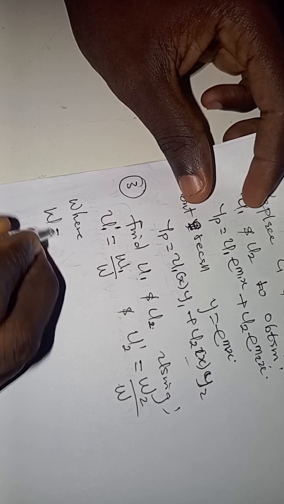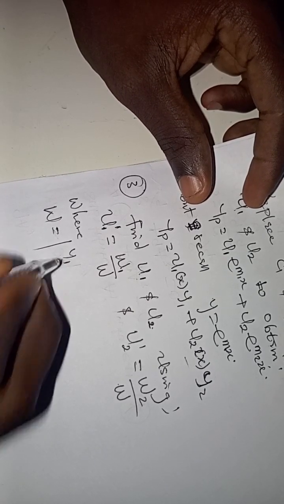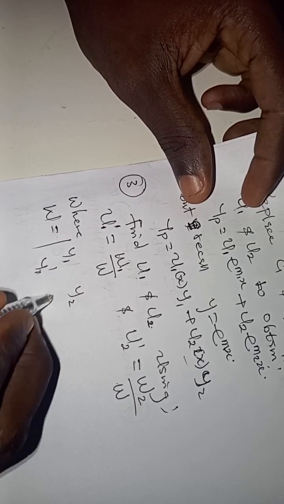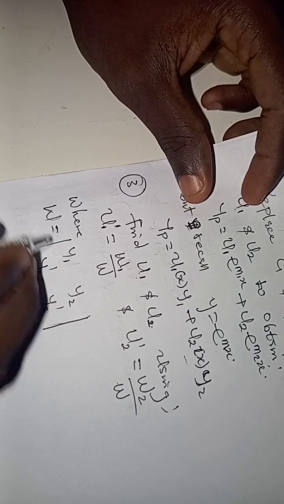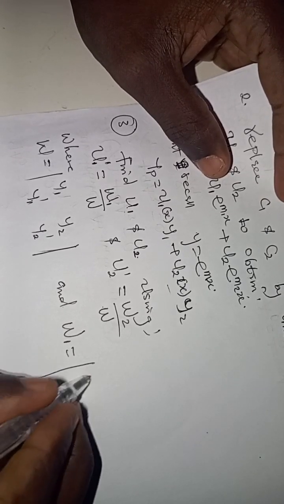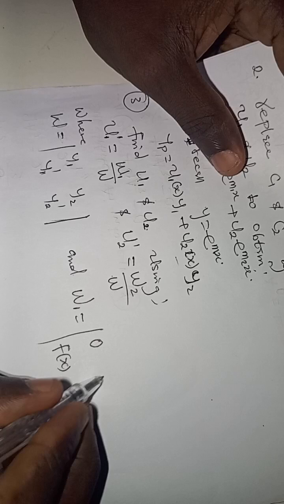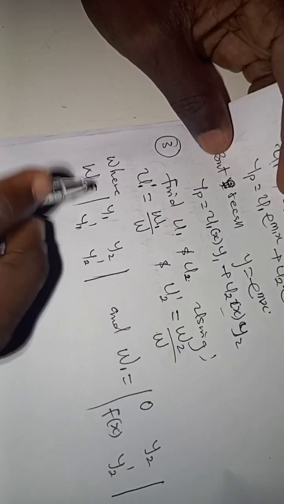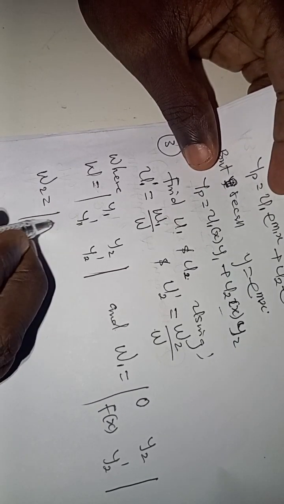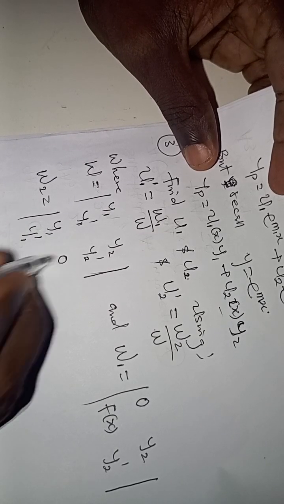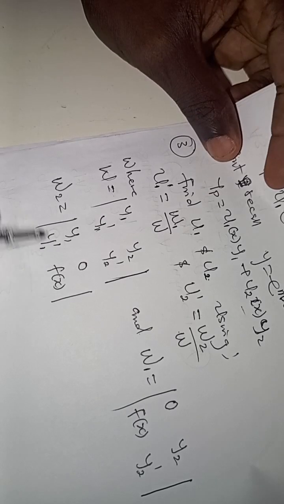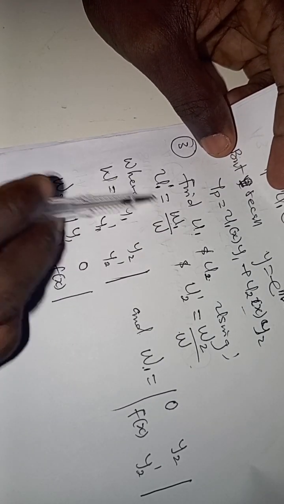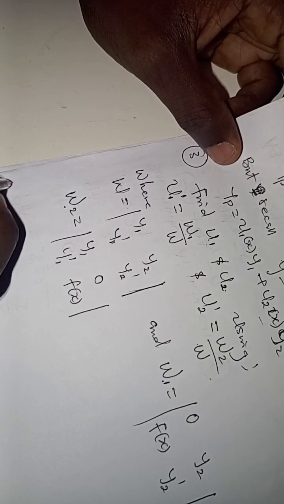So I can say where W, which is the Wronskian, will be the determinant of y1, y2, y1 prime, y2 prime. W1 will be given by the determinant of 0, f of x, y2, y2 prime. And then W2 will be given by the determinant of y1, y1 prime, 0, f of x. Then we substitute in order for us to get u1 prime and also u2 prime.